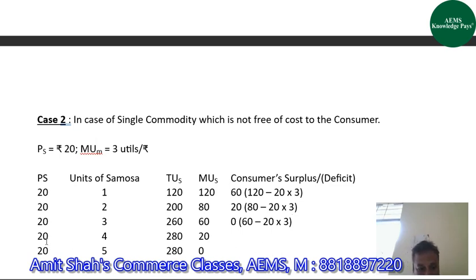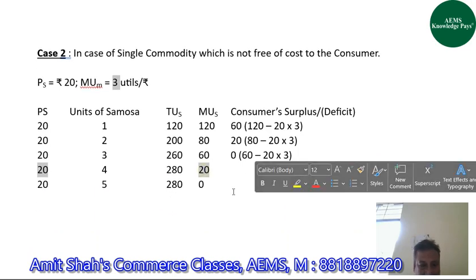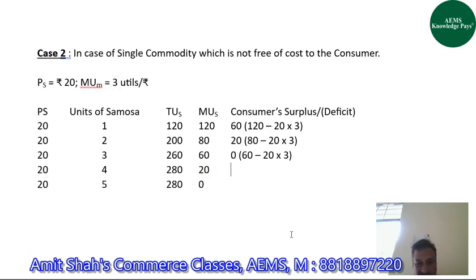If he goes for the fourth samosa and again spends rupees 20, his expectation obviously would be 20 into 3, that is 60 utils. But he will get only 20 utils. So here he will have deficit of 40 utils. That is 20 minus 20 into 3. So 20 minus 60 is minus 40. That is why I have written this in brackets. So this is a deficit, guys, for this consumer.